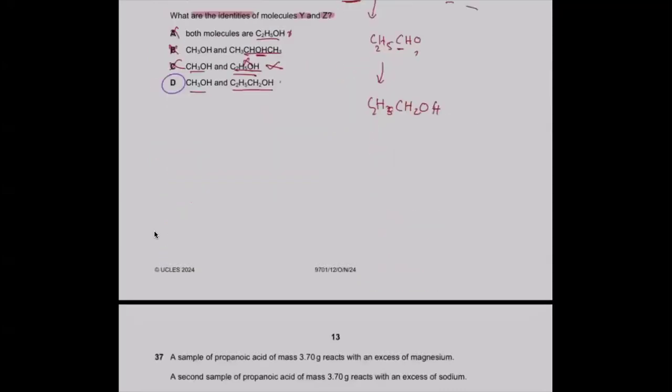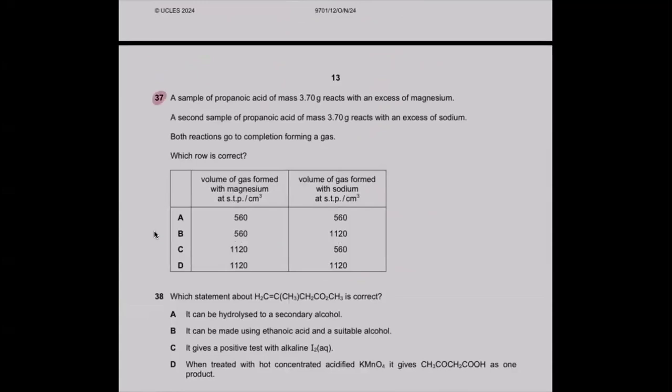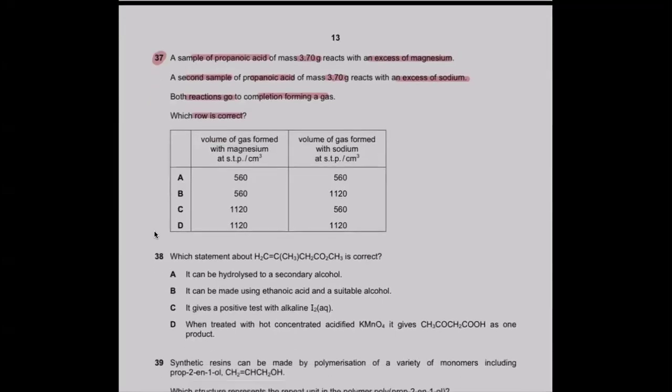Okay. Now MCQ number 37. A sample of propanoic acid of mass 3.70 gram reacts with excess of magnesium. A second sample of propanoic acid of mass 3.70 gram reacts with an excess of sodium. Both reactions go to completion forming a gas. Which row is correct?